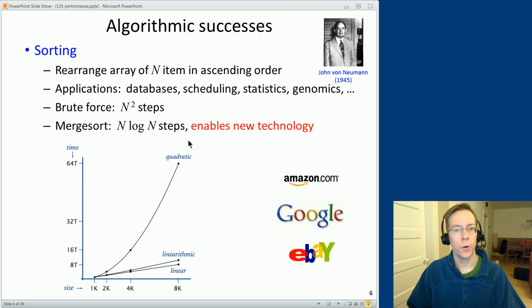And sorting is just everywhere. The databases, the search engines, major online merchants and so on, they have big lists of stuff, and they all need to be sorted. And if they didn't have an n log n sorting algorithm, they might not be able to sort the amount of data they have.